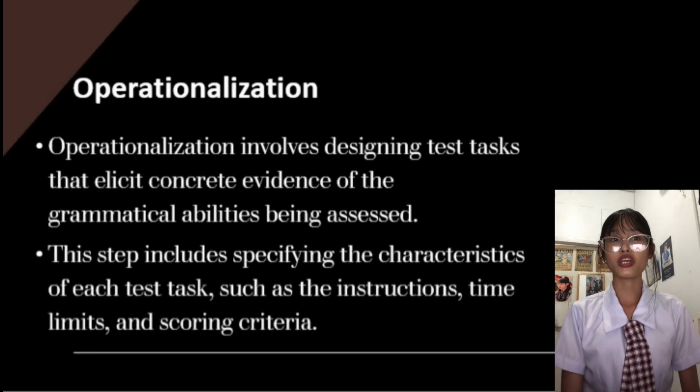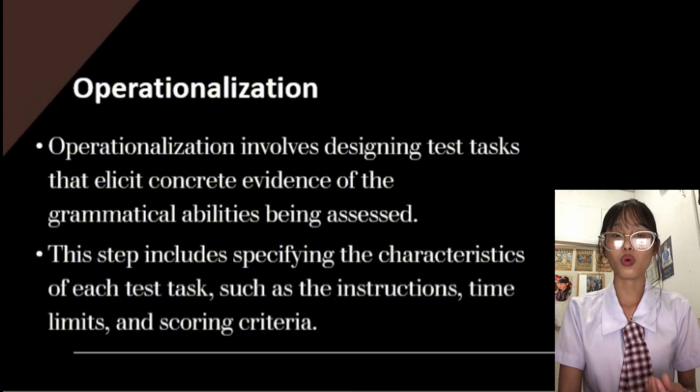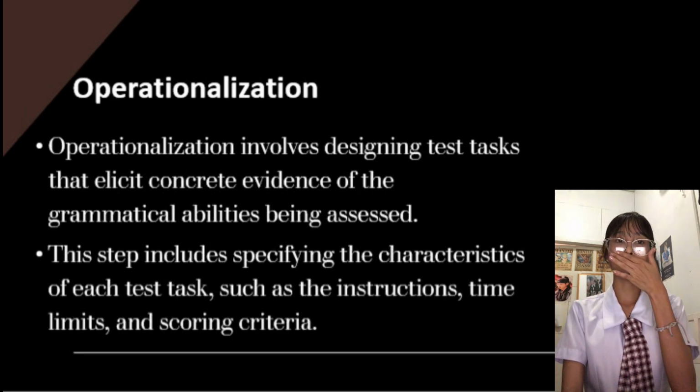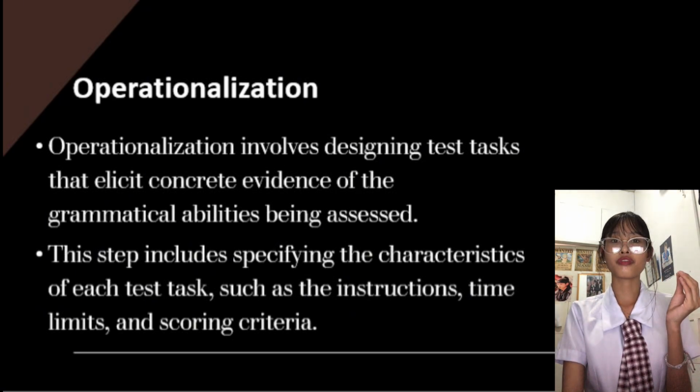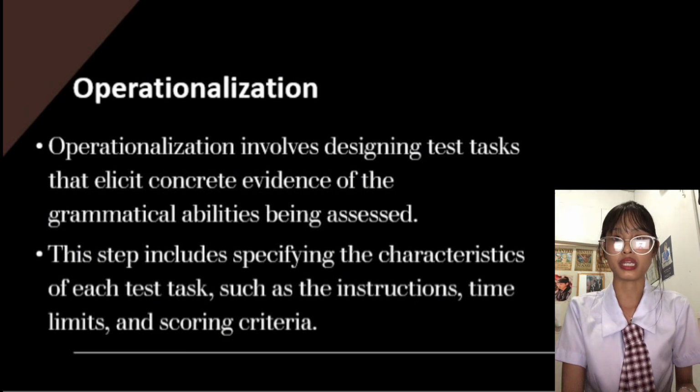Next is operationalization. Operationalization involves designing a test task that elicits concrete evidence of the grammatical abilities being assessed. This means creating tasks that will allow you to observe how well students can use the grammatical skills you are assessing. For example, if you define the construct argumentation, then you might create a task that requires students to write a persuasive essay on a given topic.